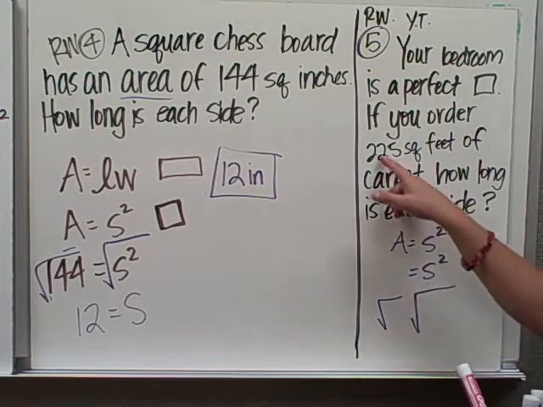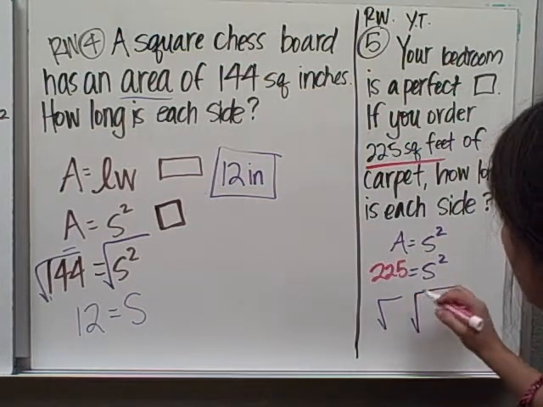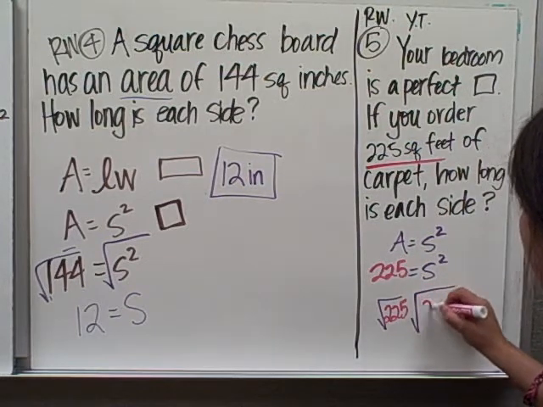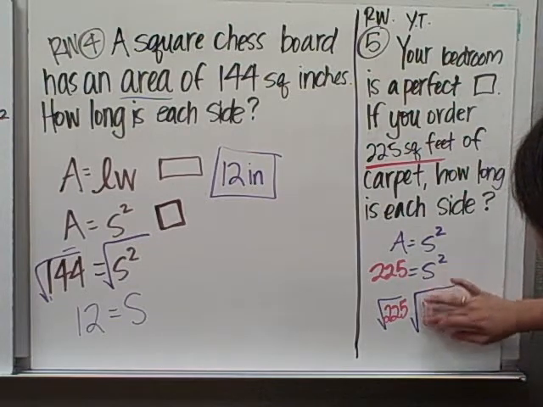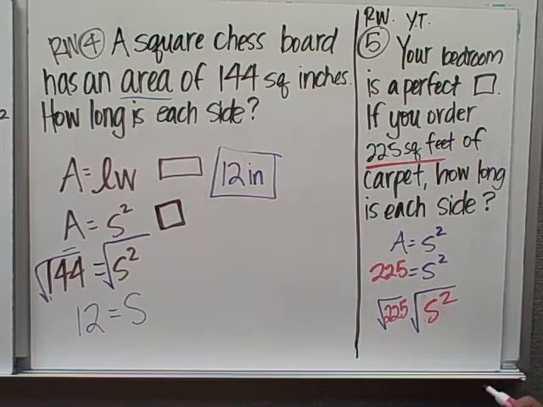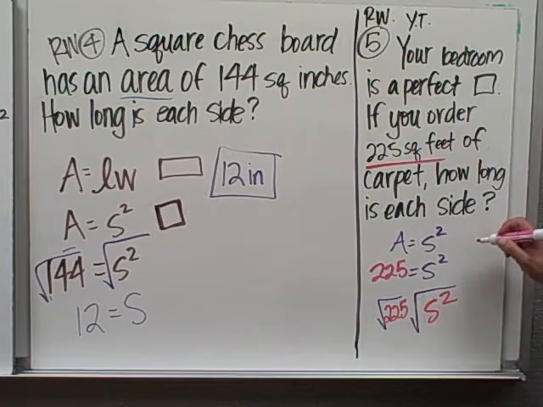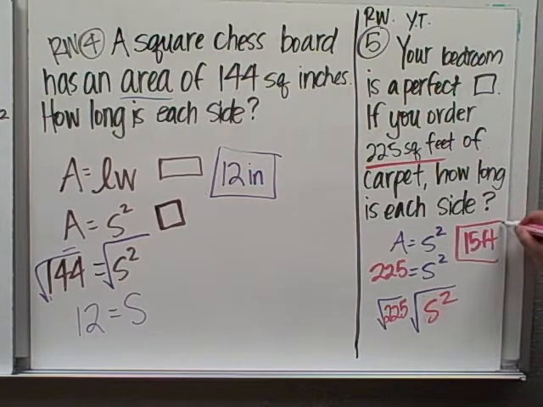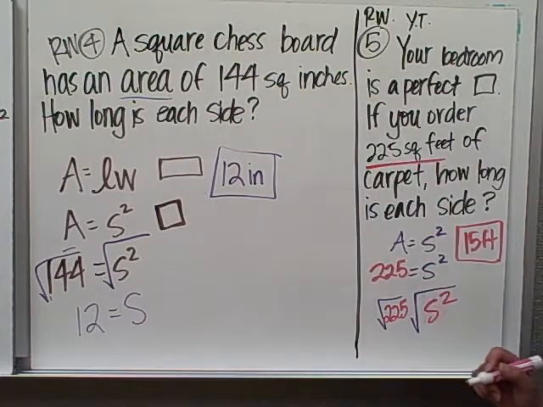So area is 225 square feet. So I would type that in right here, 225. And then I would take the square root, not the square root of 225, the square root of side squared. And this would give me the square root of 225 is 15. So it seems that my room is 15 feet long, 15 feet on each side.